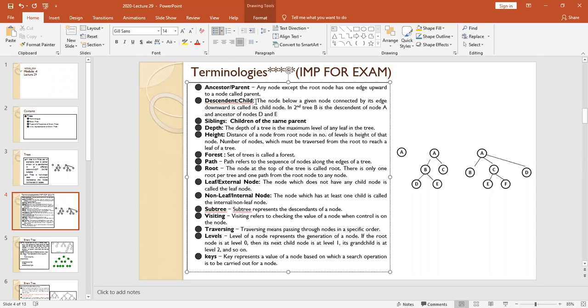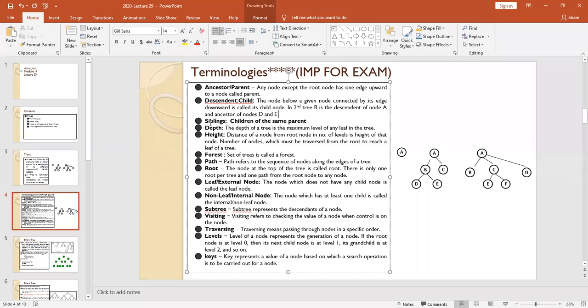Okay, now come to the second one, child. The node below the given node, connected by its edges downward. Upward means you have to go up, so from D to A is called upward. Similarly, for the child, a node below a given node connected by its edge downward is called a child node. For node A, which are the child nodes? B and C. For node B, which are the child nodes? D and E. That is called a descendant or child node.